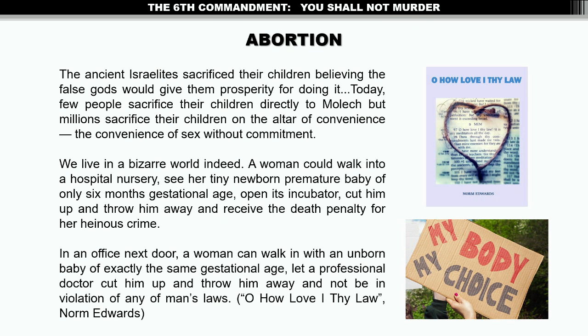A woman could walk into a hospital nursery, see her tiny newborn premature baby of only 6 months gestational age, open its incubator, cut him up, and throw him away and receive the death penalty for her heinous crime. In an office next door, a woman can walk in with an unborn baby of exactly the same gestational age, let a professional doctor cut him up and throw him away, and not be in violation of any of man's laws. End of quote.